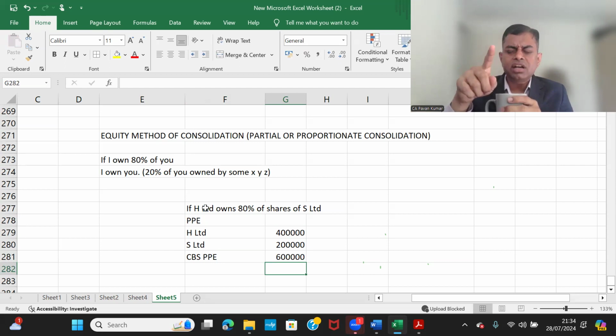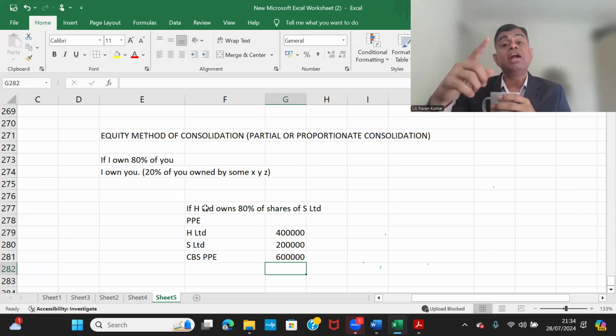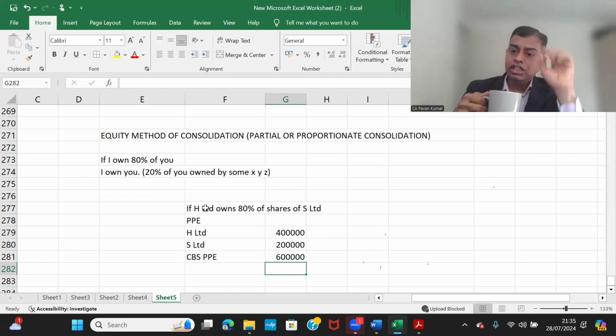Even if I own 51% of the company, I consolidate 100% figures. No, you're wrong. It cannot be 5.6 lakhs. Even if I own 51% of your company, I will add 100% of your assets in my assets. I will add 100% of your liabilities in my liabilities. Whatever belongs to minority, that I will show as a separate line item. That is a different story.